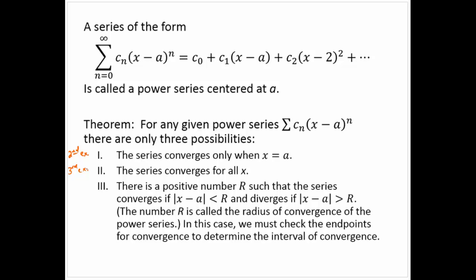Possibility 3: there is a positive number r such that the series converges if the absolute value of x minus a is less than r and diverges if the absolute value of x minus a is greater than r. And the number r is called the radius of convergence of the power series. In this case, we're supposed to check the endpoints for convergence to determine the actual interval of convergence. We saw this in the first example, and I didn't check the endpoints in that case because it was based off of a series that we were already familiar with. But we'll see an example shortly where I will check the endpoints to verify the interval of convergence.